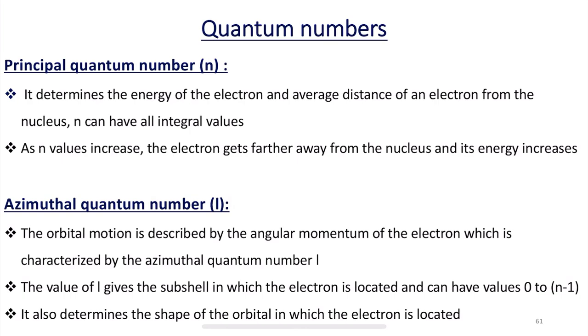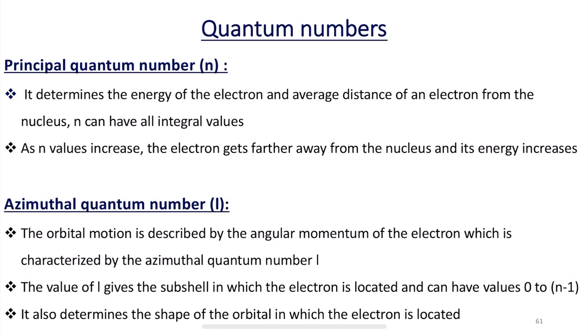Usually the principal quantum number is denoted by the small letter n, the orbital angular momentum quantum number, also called the azimuthal quantum number, is denoted by the small letter l, the magnetic quantum number is denoted by the small letter m, and the electron spin quantum number is denoted by the small letter s.